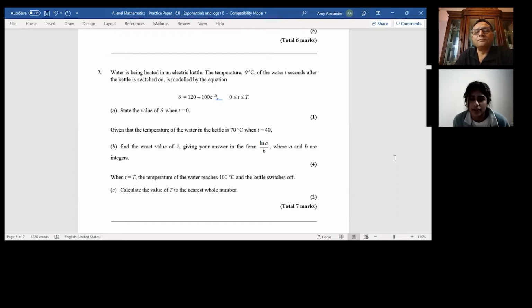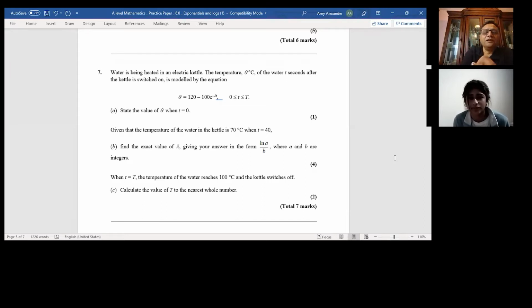The temperature is theta degrees Celsius of the water, T seconds after the kettle is switched on, and it is modeled by the equation theta equals 120 minus 100 e to the power of minus lambda t, where t is between 0 and T, both included. So part A, state the value of theta when t is 0.